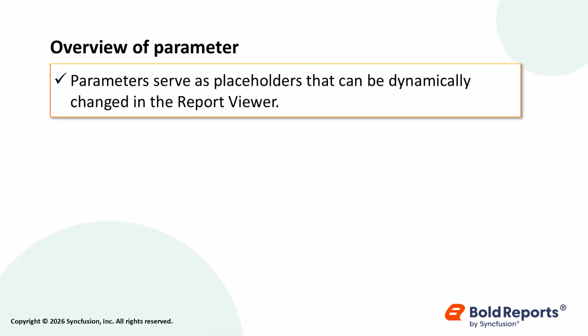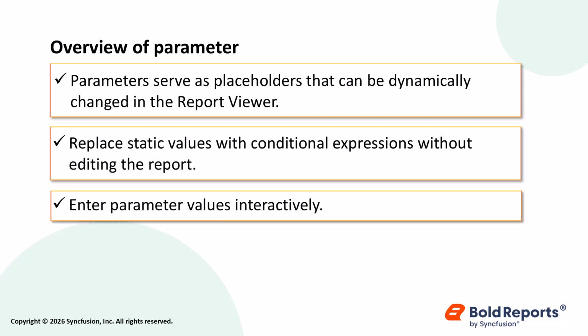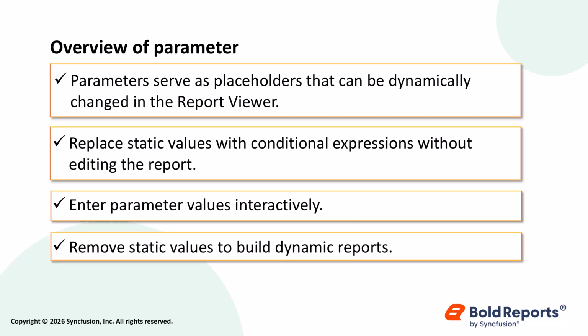A parameter is a placeholder value, such as a string, number, boolean, or date, that can be dynamically changed when visualizing the paginated reports in Report Viewer. Static values can be replaced with expressions and shown based on conditions without editing the report. When you view a report with parameters, the Report Viewer allows you to enter values interactively. It helps delete static values to build dynamic reports.